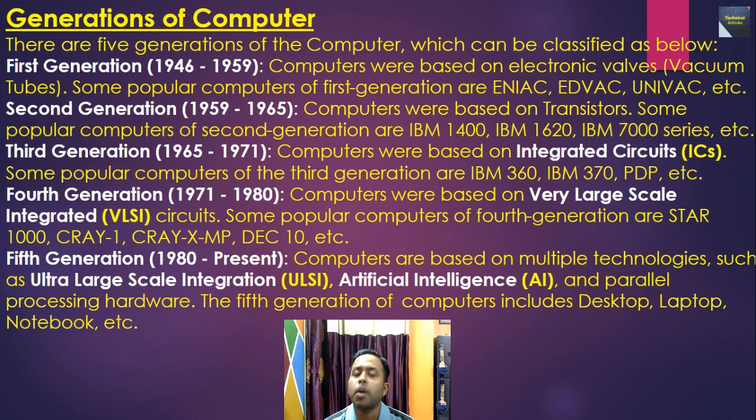Now we talk about the generations of computer. There are 5 generations. The first generation, between 1946 and 1959, used electronic valves, meaning vacuum tubes, like ENIAC, EDVAC, etc. These devices are known as first generation computers. The second generation, 1959 to 1965, is based on transistors, like IBM 1620, IBM 7000 series, etc. The third generation, between 1965 and 1971, used integrated circuits, meaning ICs. Examples are IBM 360, IBM 370, etc.